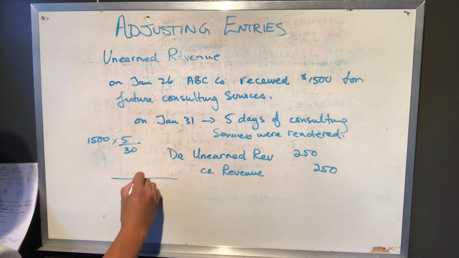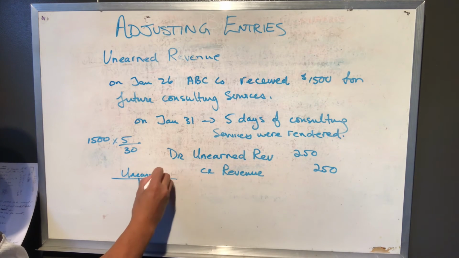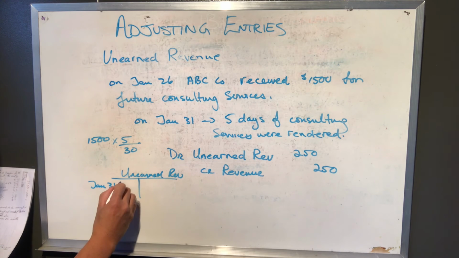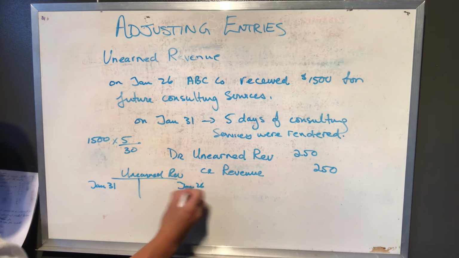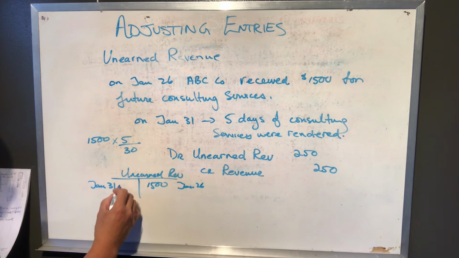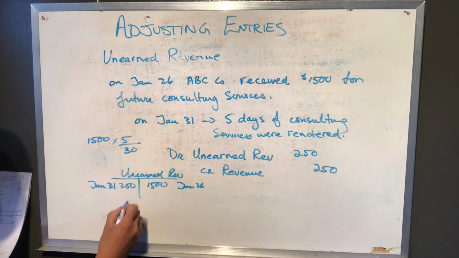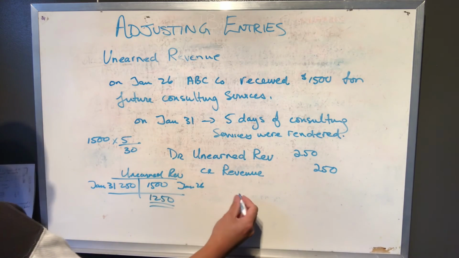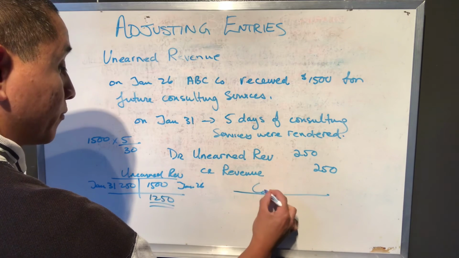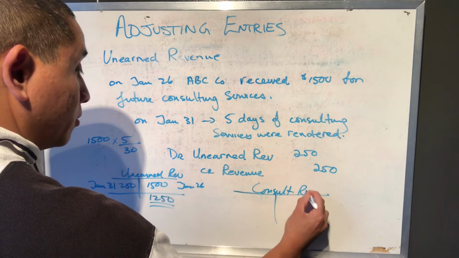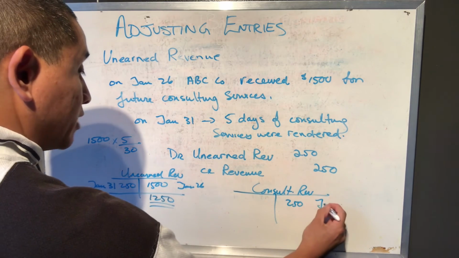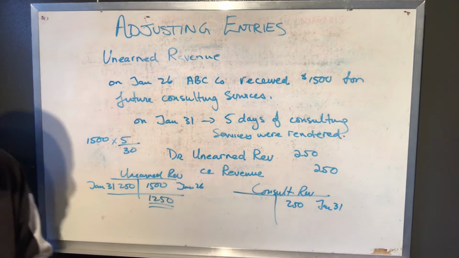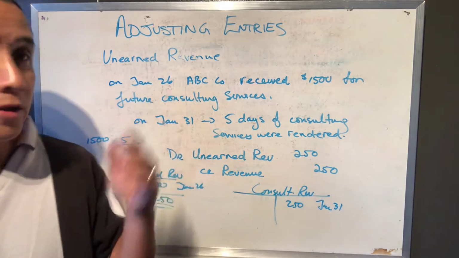If we look at the T accounts, under unearned revenue, on January 26th we had $1,500, and by January 31st we rendered 5 days' worth. Therefore, the net impact is $1,250. That's how much liability we still have left. And under the consulting revenue T account, that's a credit of $250 on January 31st.